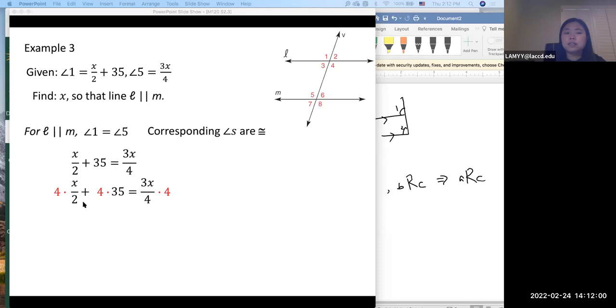Okay, and then simplify it, right? You divide by 2 here, so you have 2x plus 140, and simplify this one, you go to 3x. Make sure you know how to solve the equation, okay? Solve for the variable. Then you subtract 2x from both sides, and you get x equals 140.